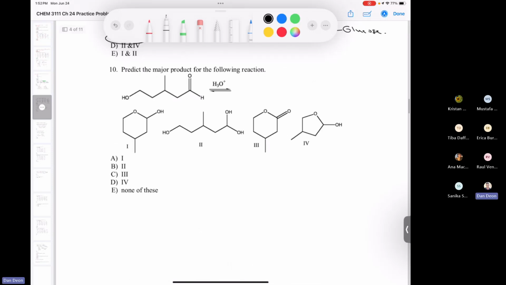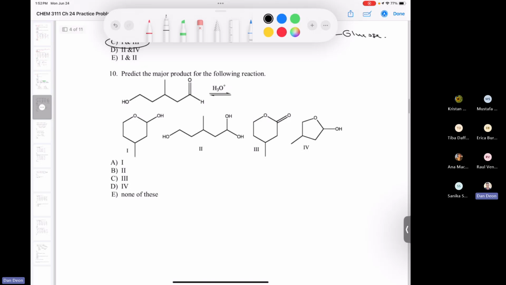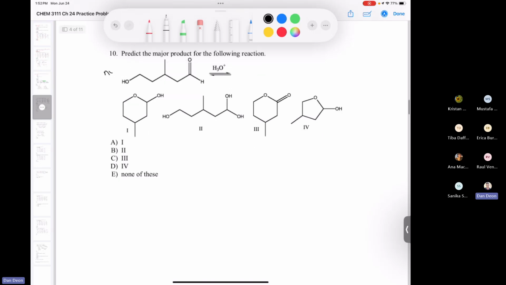All right. Next one is predict the major product for the following reaction. We're taking this compound that has a hydroxyl group and an aldehyde in the same compound, and we're treating it with aqueous acid. Well, we have a nucleophile over here. This is a weak nucleophile, but we have a good electrophile here in the carbon of the carbonyl. In order to render that carbon more electrophilic, first of all, it's got to get protonated. So the first thing that's going to happen is a proton transfer, and then we're going to end up with an oxonium ion that looks like this.